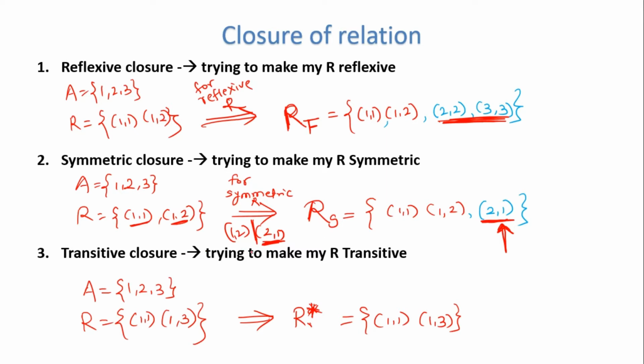Transitive closure. We are trying to make our relation transitive by adding a minimal number of ordered pairs. For example, set A has elements 1, 2, 3. Relation R has ordered pairs (1, 1), (1, 3). Now here, (1, 1) and (1, 3) lead to the transition (1, 3). That element is present and there is no other transition. So all the transitive elements are present and this relation is itself a transitive relation, the transitive closure of the given relation, and it is denoted by R star.